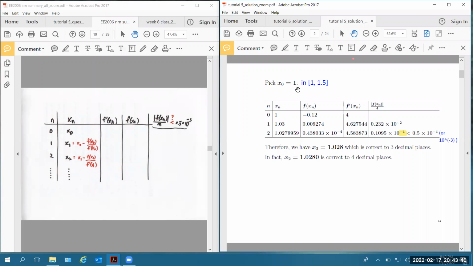And why did I choose 1? Can anyone guess why I pick 1? Easy to calculate. Yes, because it's a simple number, so it's easy to calculate. You don't want to pick a number like 1.111111, right? Also very difficult for you to press the calculator. So you just pick a simple number.